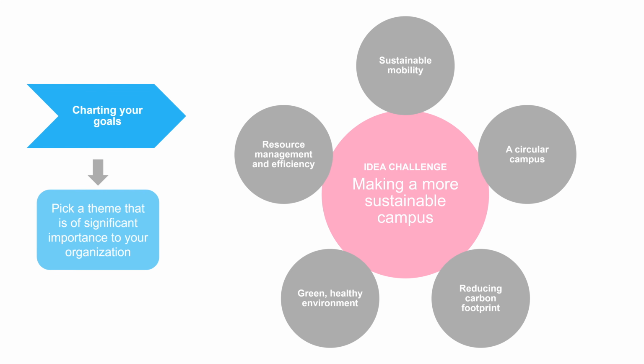So one of the initiatives that can support these goals is an idea challenge on how to make the university campus more sustainable. To make it more actionable and provide a direction for the challenge, the topic can be divided into several themes like resource management and efficiency, sustainable mobility, a circular campus, reducing carbon footprint, and green, healthier environment.